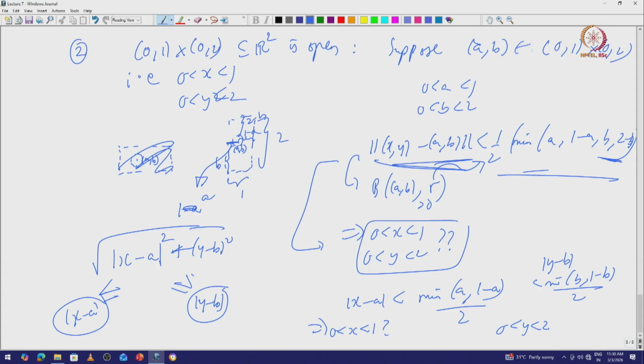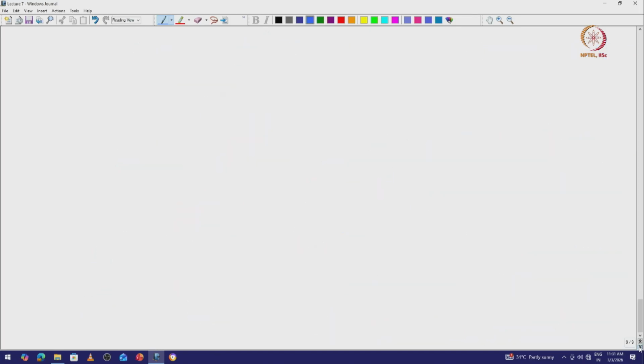And why is that so? Why does this imply this? Well, again, it's by the triangle inequality, and I urge you to do this on your own. Why do these things imply what I just said? Okay, right.